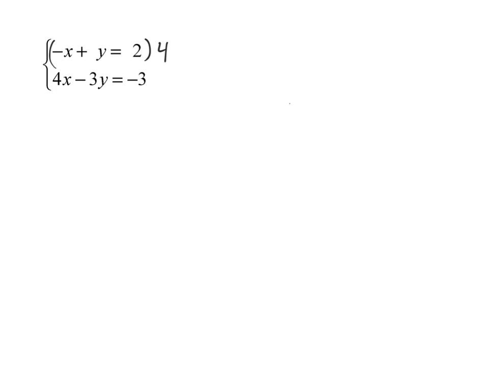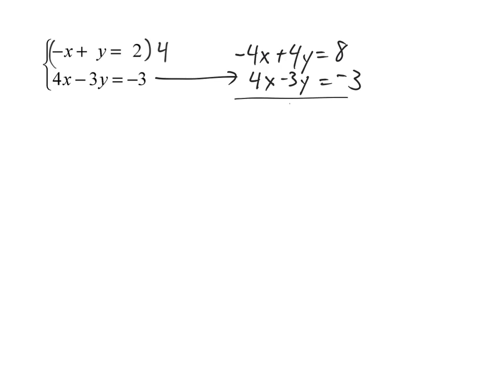Now, if I multiply this equation by 4, I've got to multiply everybody by 4. So that gives me negative 4x plus 4y equals 8. And then I'm just going to bring this one straight over the way it is: 4x minus 3y equals negative 3. Now I'm going to add.